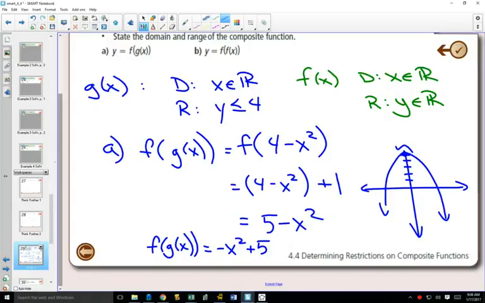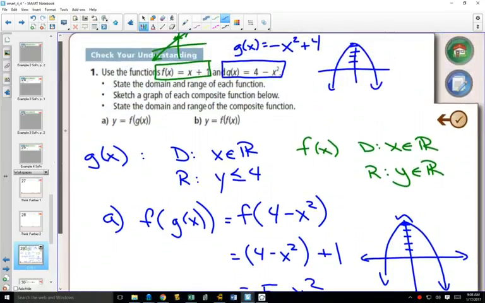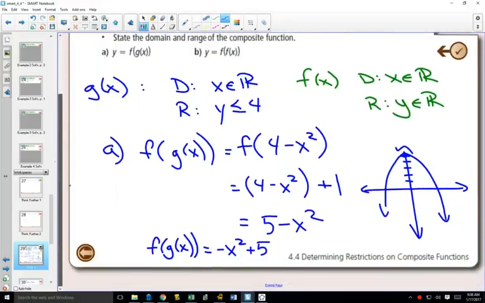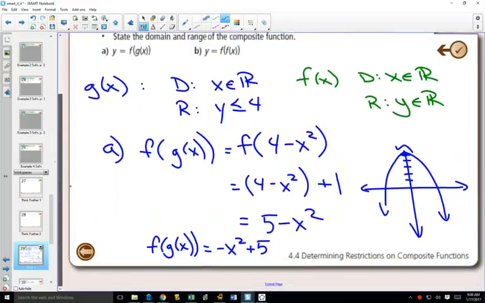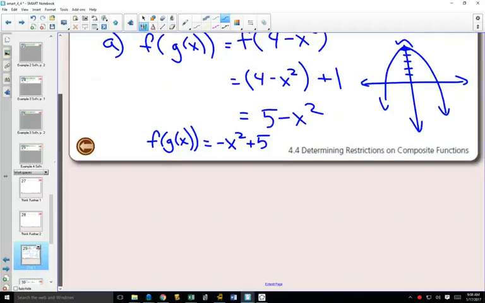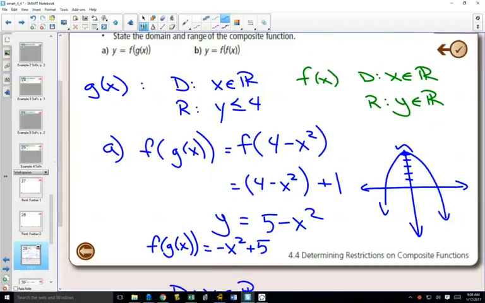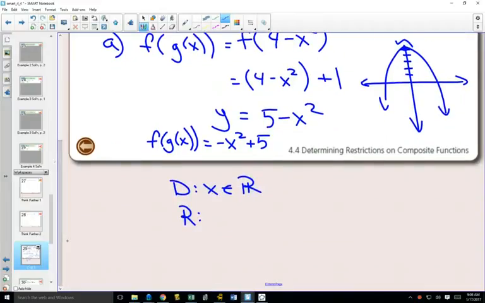I don't think it's easy to tell the domain and range just by looking at the two original graphs. If I put them together, I can't see that it's going to be what it is. But once we get the explicit equation, it's not going to be bad to graph that. And now for this function, we can see the domain is still everything. But now, wow, our range is less than or equal to 5.